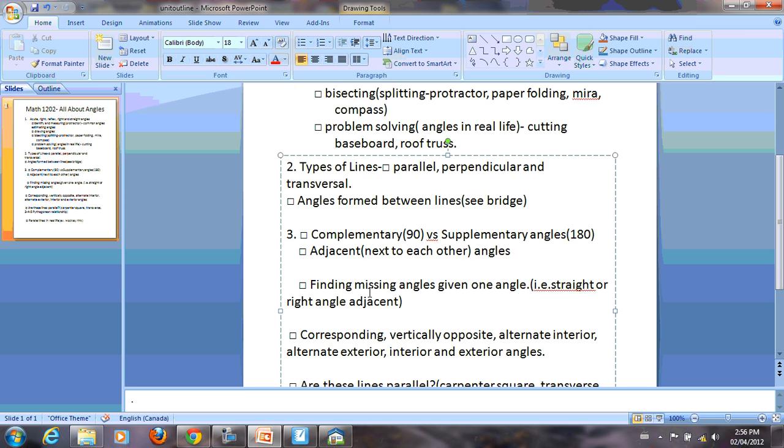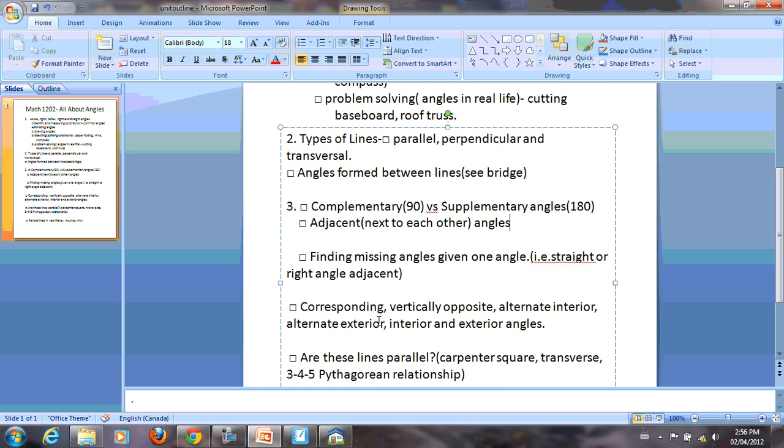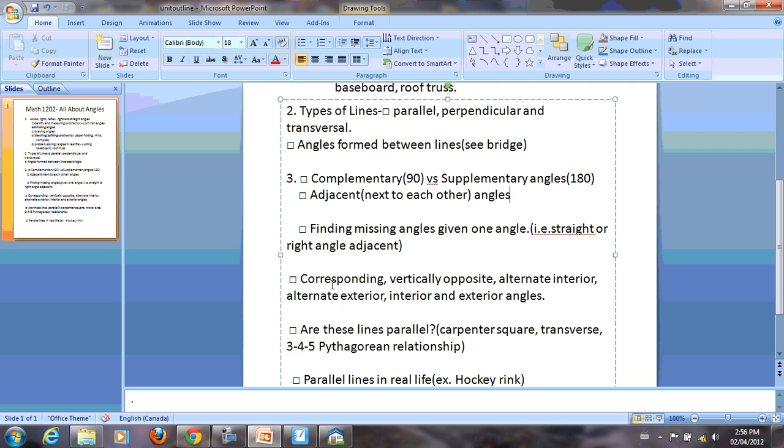After that, we'll find missing values of certain angles when we're given one angle, and we'll learn tricks in order to figure out what the missing angle is. Corresponding, vertically opposite, and alternate interior or alternate exterior, and then interior and exterior angles. They will all be names that will be given to certain angles when lines are intersecting each other.